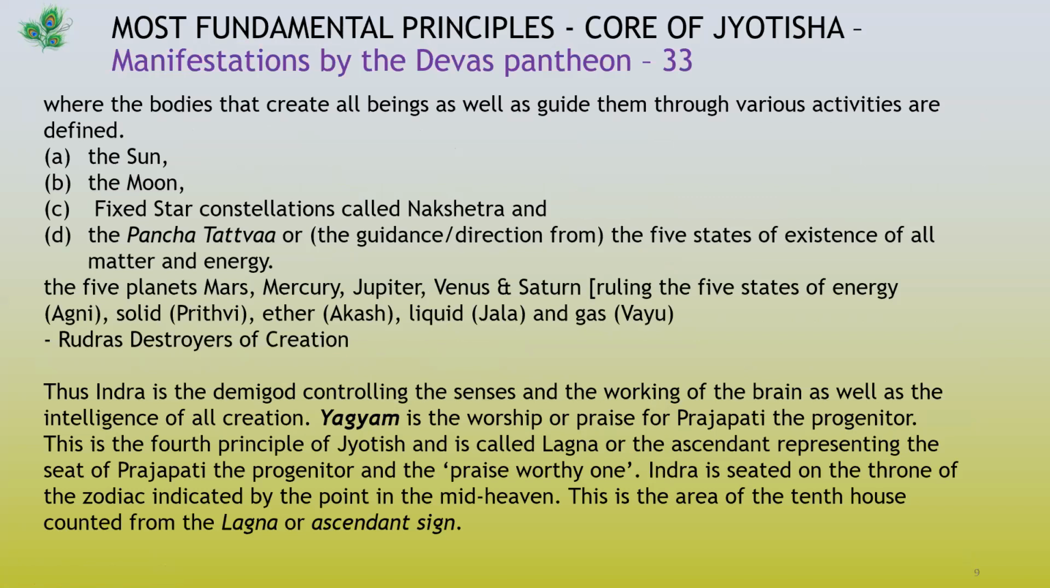There are the sun, the moon, the fixed stars, constellations, which is nakshatras, and the pancha tattva, which is nothing but the 5 great elements or the states of existence of all matter and energy that we are made of. And these 5 states are mapped to the planets. I think I've been banging on about this for the past 4 sessions now. And Indra is the demigod who controls the indriyas, or the senses, all our senses, and the working of our brain as well as the intelligence of creation. Then we have Prajapati, the creator, the progenitor of our entire universe. It's why we are here. And of course, the 4th principle is the Lagna, or the ascendant, representing Prajapati, the ultimate creator.